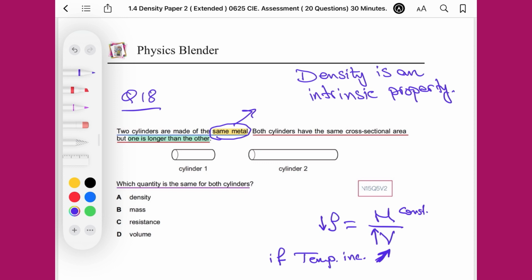Okay? So the answer of this one, which quantity is the same for the two cylinders. One is longer, they have the same cross-sectional area, but one is longer, so they have different volumes, different masses, but still mass divided by volume will give you the same ratio. So they have the same density. Okay?